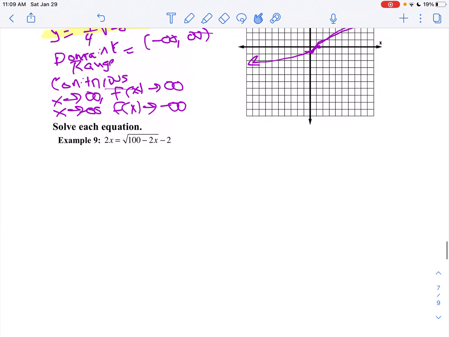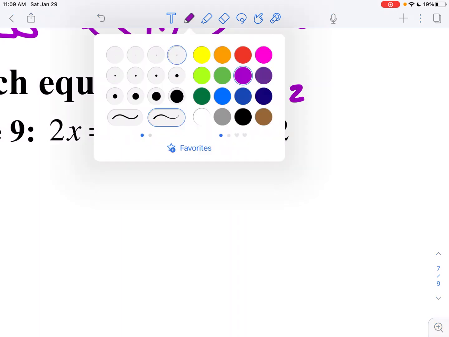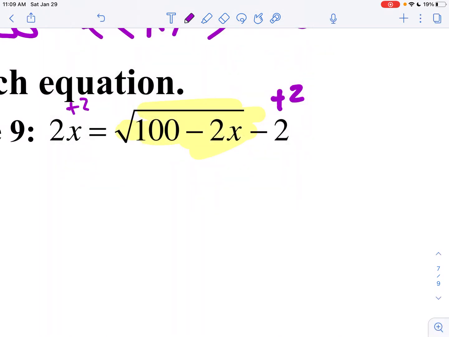Now, let's talk about solving radicals. My hint to you is when you solve a radical, get the radical isolated first. You could do this different ways, but I'm going to say get the radical by itself first. So I'm going to add 2 to both sides. Make that a little bit thinner here. So I get 2x plus 2 equals the square root of 100 minus 2x.